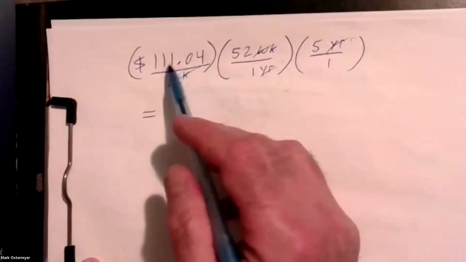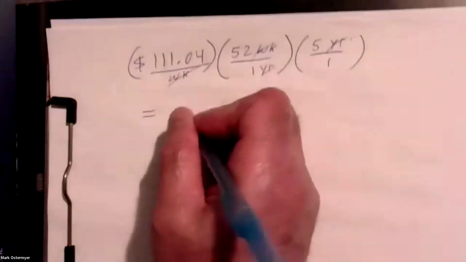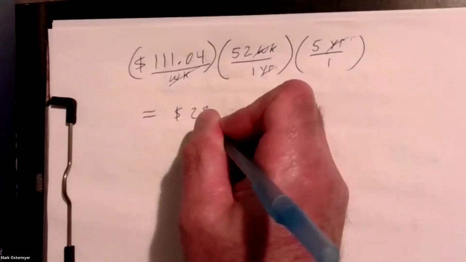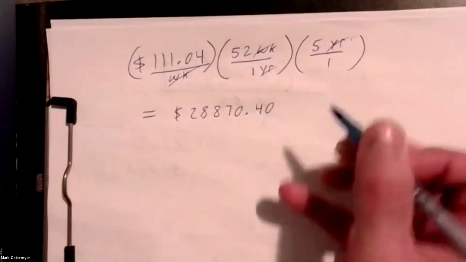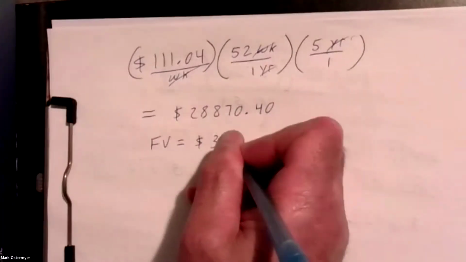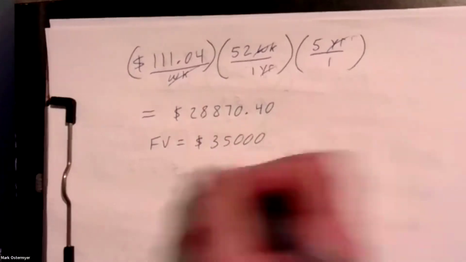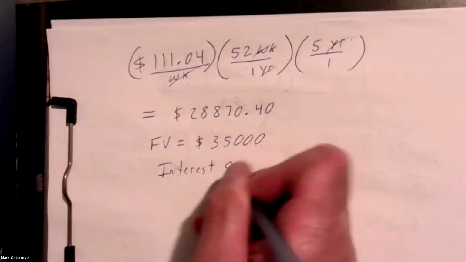How much money came out of our pocket that went into this annuity over the 5-year period? You're about to find out. 111.04 times 52 times 5. We laid out $28,870.40. And our future value of this annuity will have grown to what? $35,000.